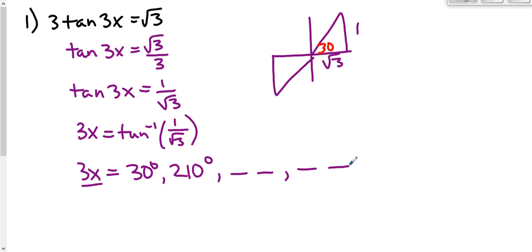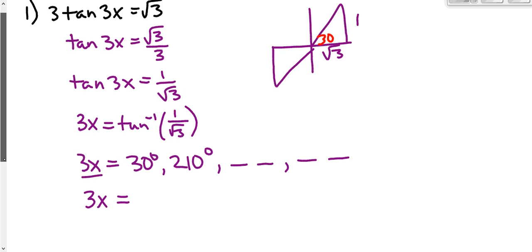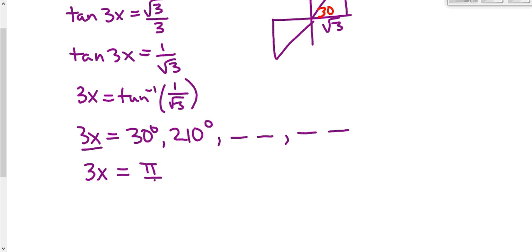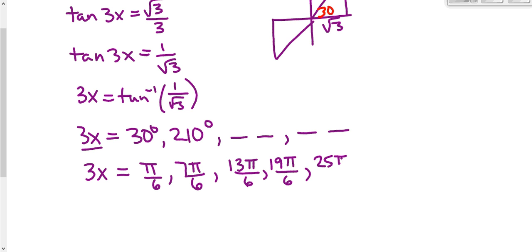But if you want to, you can go ahead and convert your current answers into radians first. So we have 3x is equal to pi over 6 radians and 7 pi over 6 radians. And then if you go around the circle again, you're adding another 2 pi to each of these answers. And that's going to give you 13 pi over 6 radians and 19 pi over 6. And then if you go around again, you're going to add another 2 pi to each of these 2 answers. And you end up with 25 pi over 6 and 31 pi over 6.